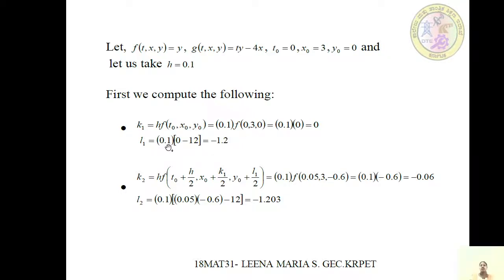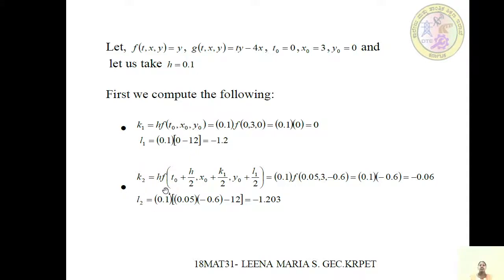L1 equals 0.1 into (t y minus 4x). Here t is 0 and y is 3 minus 4x, that is 4x is nothing but 4 into 3, which is 12. Simplifying this we get minus 1.2.